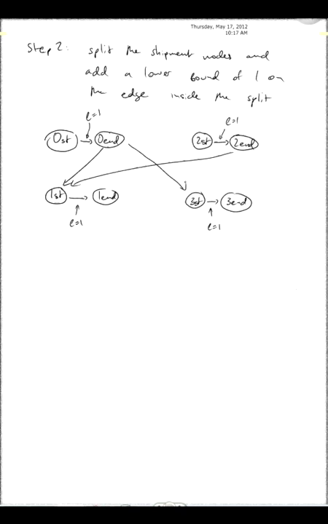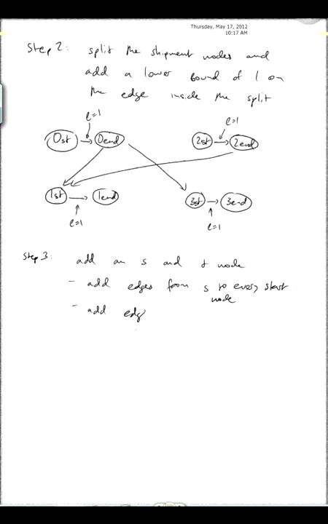So the final step to create this graph is we're going to add an S and T node. We're going to add edges from S to every start node, and add edges from T to every end node. So let's see how this looks.